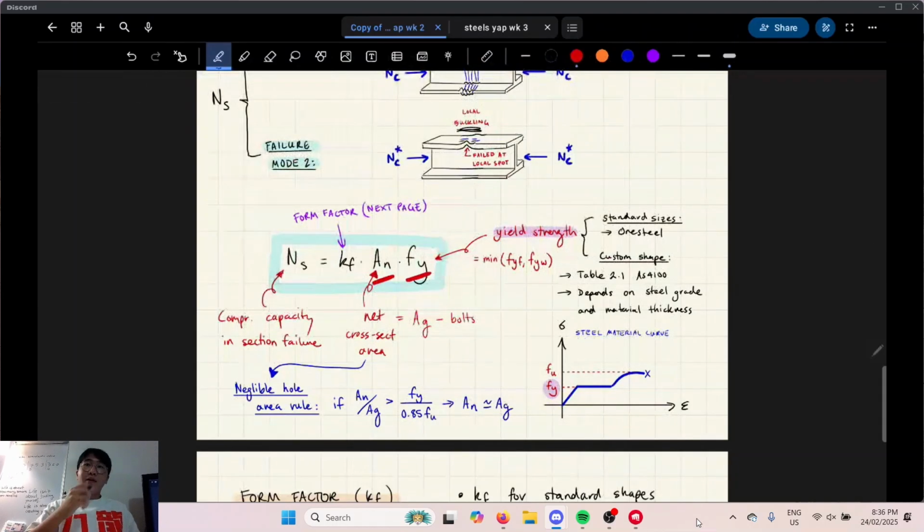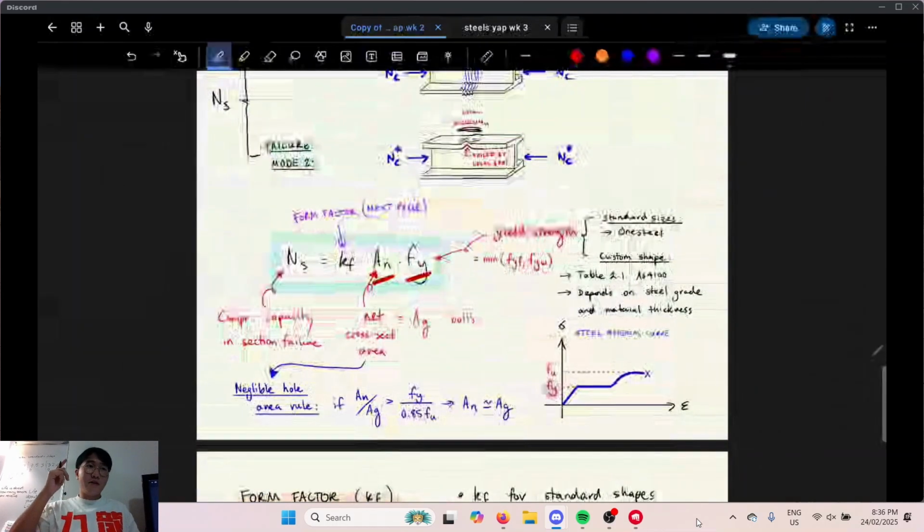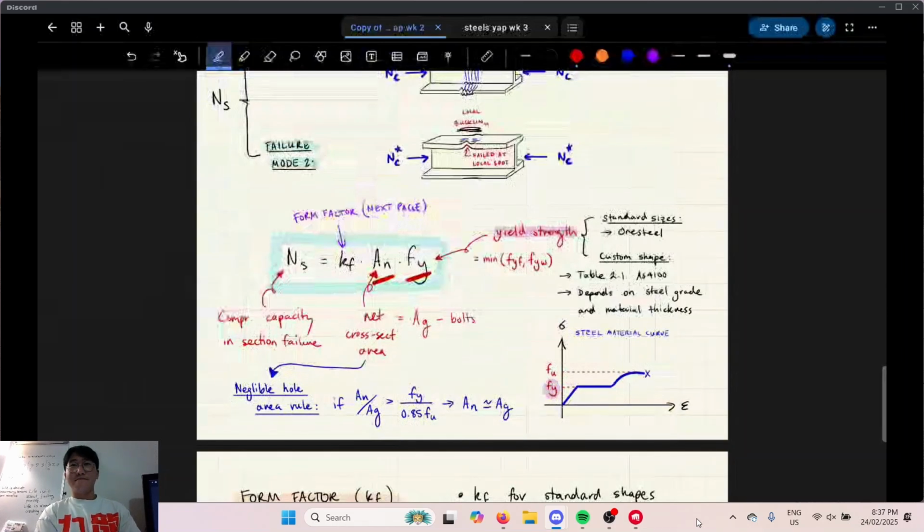So what's the difference between A net and A gross? A net is the area of the cross section minus the holes, and gross is including the holes, as in filled up, so no holes. Is A net along the failure plane?